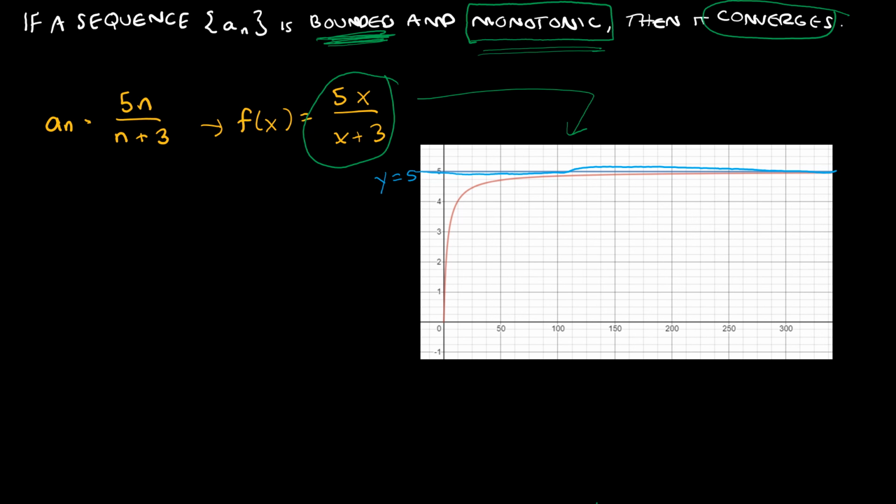But because this sequence is both bounded and monotonic, then it converges, and it always is going to converge to the bound. So in this case, because it's monotonically increasing, then it's going to have an upper bound, and that upper bound is 5. That's what it converges to, which means that the limit of this function, the limit as x approaches infinity, of 5x over x plus 3 is 5 because it converges to 5.